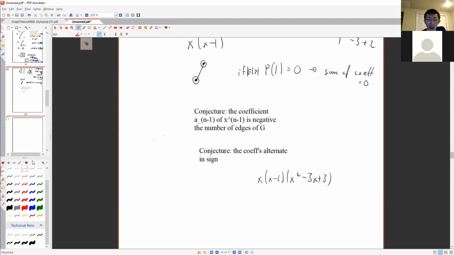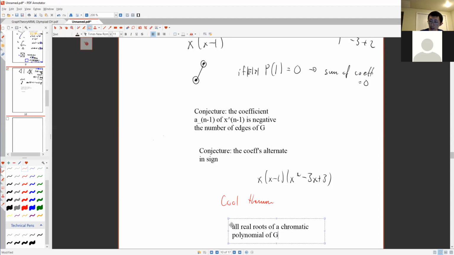There is one cool theorem, which I did read: all real roots of a chromatic polynomial of G other than 0 or 1 are greater than or equal to 32 over 27.